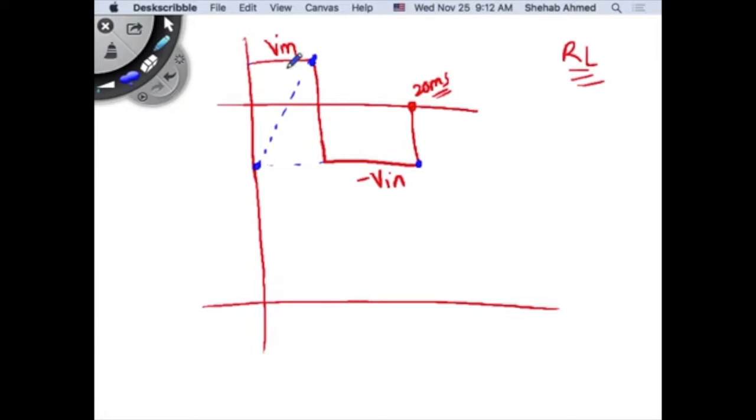How about if it's not a pure inductive load? It's an exponential. So the exponential will look like this, right? The harmonic content in this blue waveform is not equal. I mean, this is a square wave. This is the Fourier series for the square wave. We just saw that it's V maximum over pi and then all the harmonics: first, third, fifth, seventh, etc. So that's the Fourier series for the square wave.